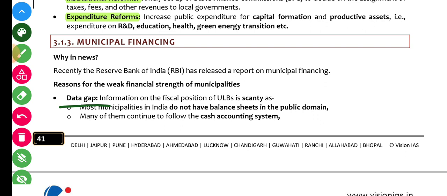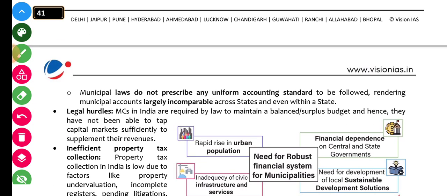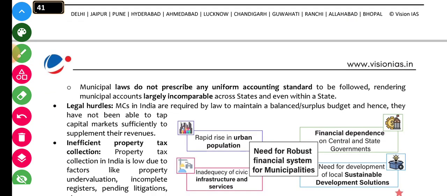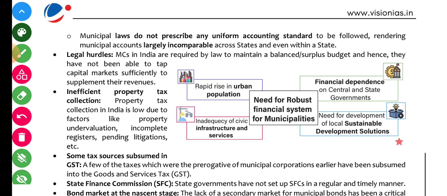Data gap. Information on the fiscal position of urban local bodies is scanty, as most municipalities in India do not have balance sheets in the public domain. Many of them continue to follow the cash accounting system. So you can remember this municipal financing. Municipal laws do not prescribe any uniform accounting standard to be followed, rendering municipal accounts largely incomparable across states and even within states.